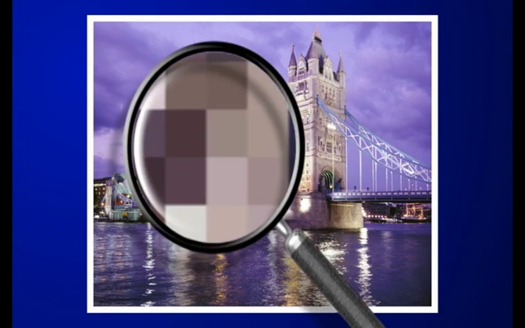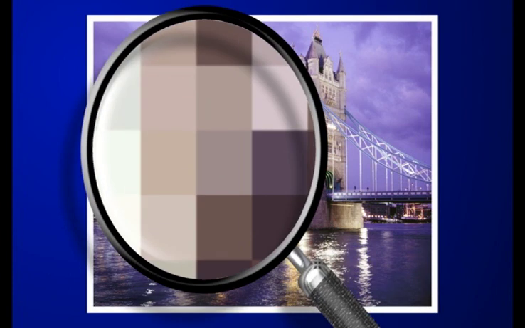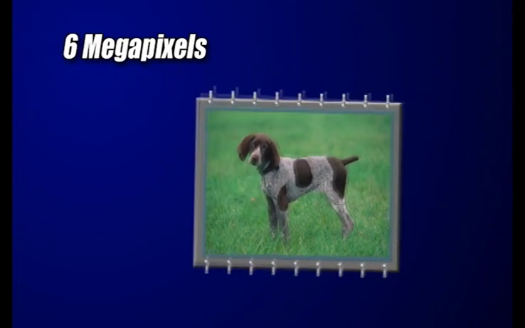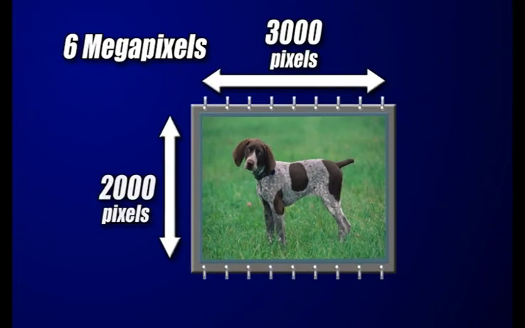The resolution or quality of a digital photo is determined by how many pixels the image sensor chip can capture. The resolution of a digital photo is measured in megapixels. A megapixel is equal to 1 million pixels. That means a 10 megapixel camera is capable of taking photos that contain 10 million pixels.